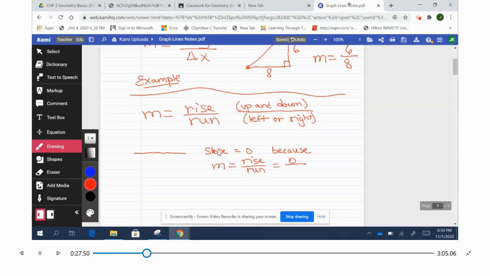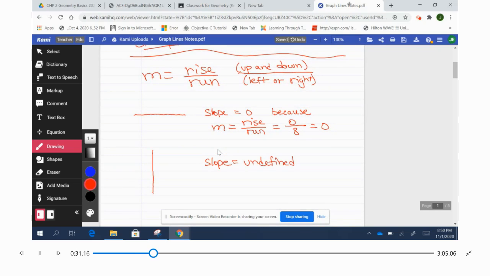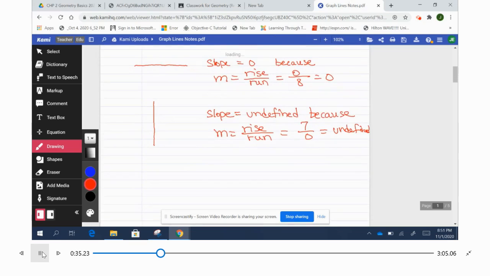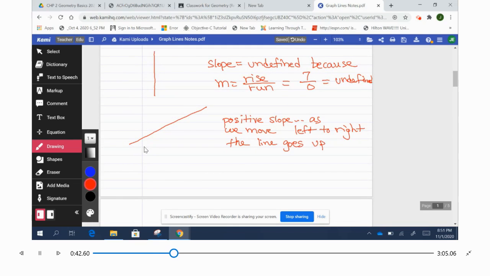Some special cases: when your line is horizontal, its slope is 0. Now there's a difference. A slope of 0 is actually a slope. It has a value. When you have a vertical line, the slope is undefined. We can't calculate it. It does not exist. So for our purposes, when a line has a slope that's undefined, we know it's vertical. When a line has a slope of 0, we know it's horizontal. Now, most of our lines will have some sort of tilt to them. A positive slope as we move left to right will go up. A negative slope as we move left to right would decrease. So there's your 4 types.